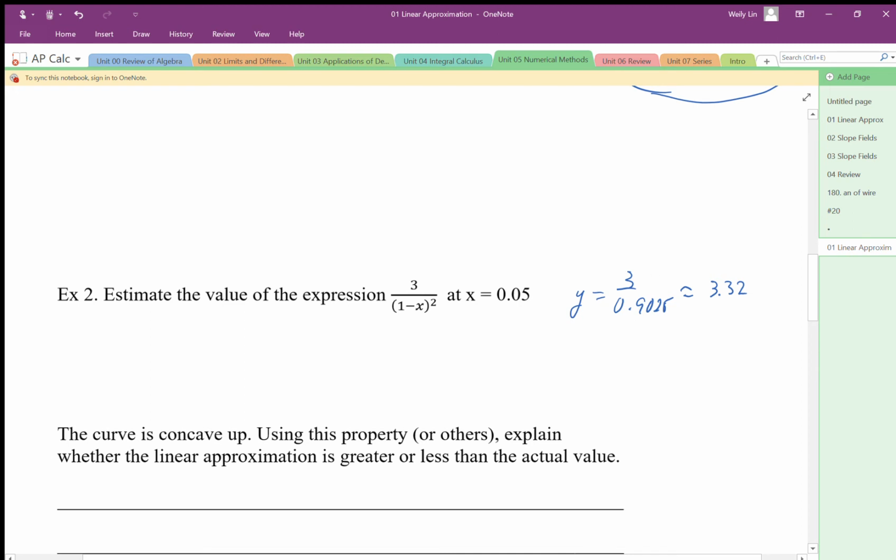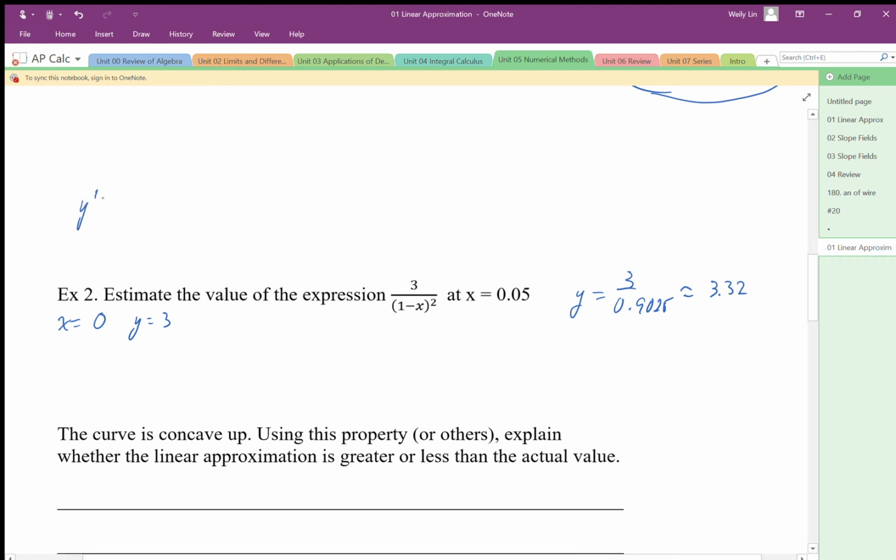What we're going to do is use a point that's close to that. So we're going to use x equals 0, and in this case, y will be equal to 3. We're going to find a tangent line at that point, and we're going to use that tangent line to estimate the value at 0.05.